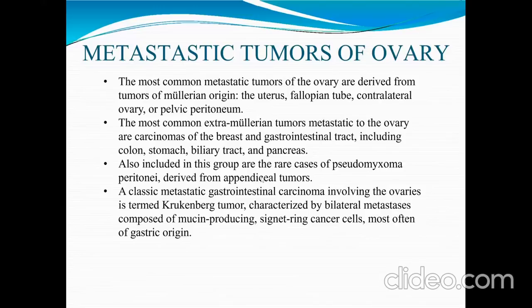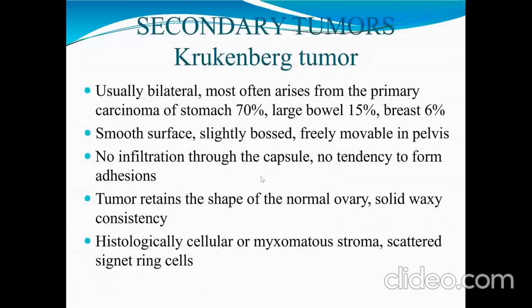A classic metastatic gastrointestinal carcinoma involving the ovaries is termed Krukenberg tumor, characterized by bilateral metastasis composed of mucin-producing signet ring cancer cells, most often of gastric origin. So, Krukenberg tumors are bilateral and most often arise from primary carcinoma of stomach 70%, large bowel 15%, breast 6%. They have a smooth surface but maybe slightly bosselated. They're freely movable in the pelvis. There is no infiltration through the capsule and no tendency to form adhesions. The tumor retains the shape of the normal ovary and it is solid, waxy in consistency.